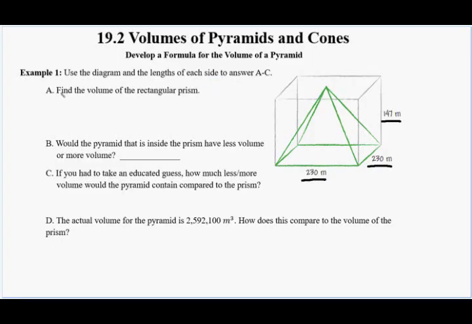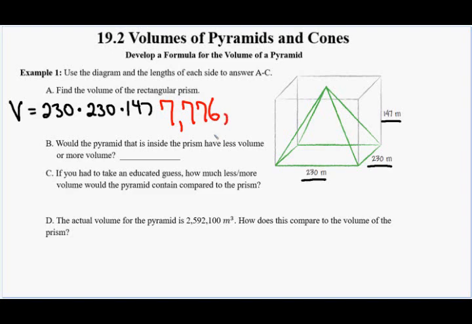So part A, find the volume of the rectangular prism, and that is going to be exactly what we just did in the warm-up. We're going to multiply the base, 230, by 230 because our base is a square, and then the height of it is 147. We multiply those together and we get a pretty big number, 7,776,300, and our units would be meters cubed.